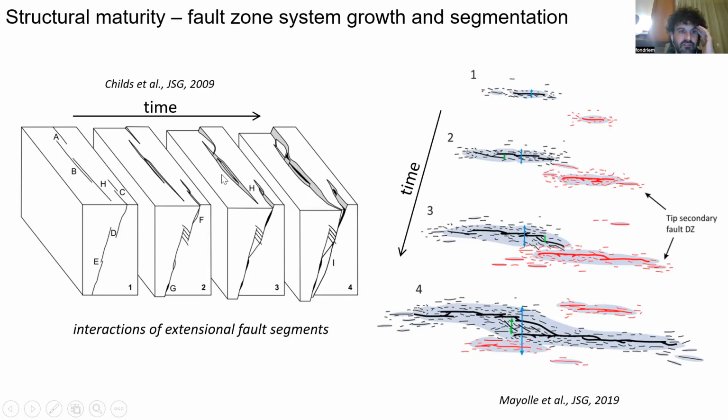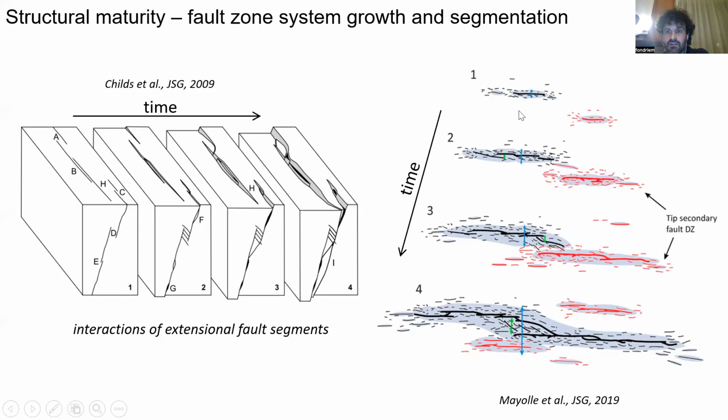It can be shown here for an extensional fault system growing through time. So we will have different fault segments that progressively grow and accommodate displacement. So you will have a more mature fault system developing. At the end, you will have a single fault surface connecting all the fault segments, with a single fault core also developing.